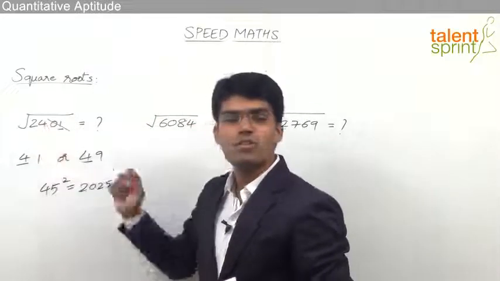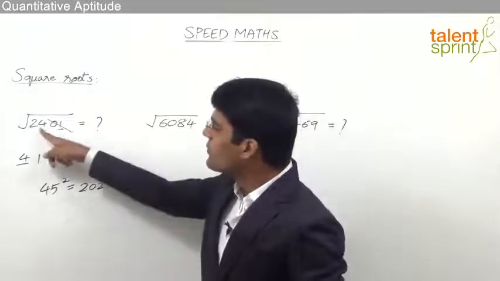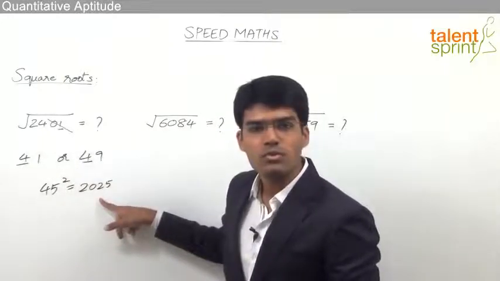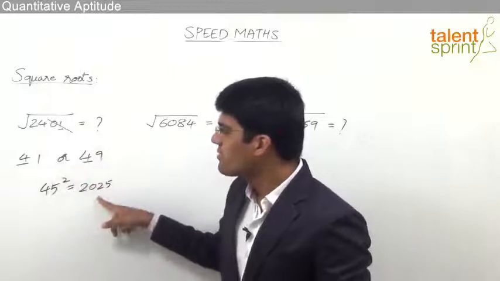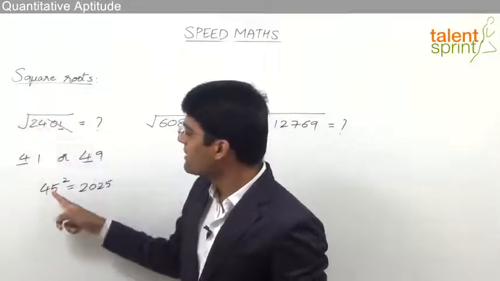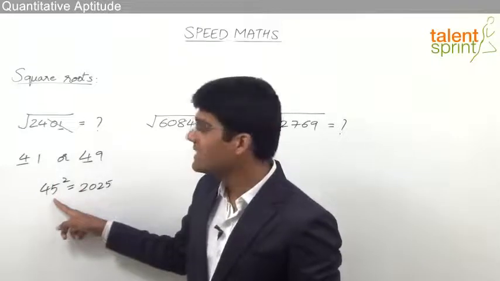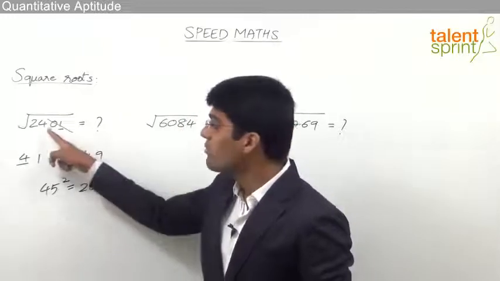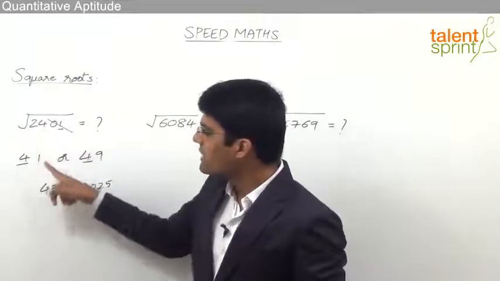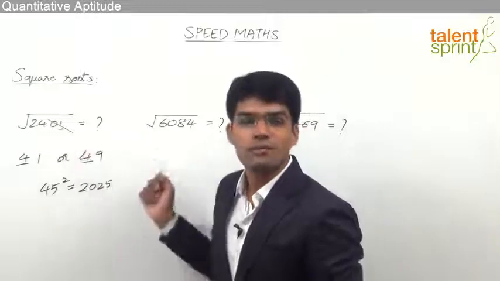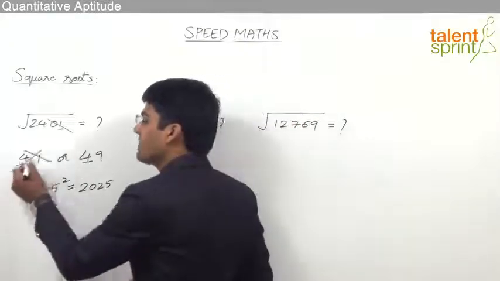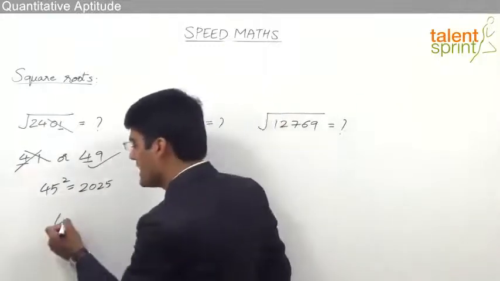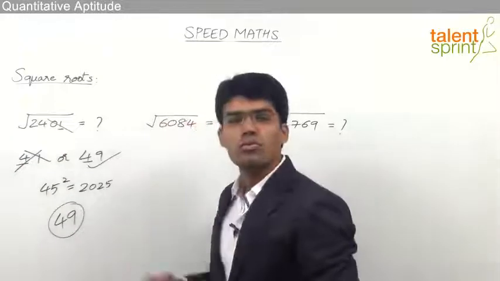The given number here is 2401. That means very clearly 2401 is more than 2025. 2401 is greater than 2025. If this number is greater than 2025, it is obvious that the square root of this number should be greater than 45. So the answer here has to be 49. Why? Because the number given is more than 2025, that means it is more than 45 square. If this number is more than 45 square, its square root will be more than 45. So 41 here is less than 45. That is the reason it is ruled out. And we can now say that the correct answer is 49. So 49 is the square root of 2401.